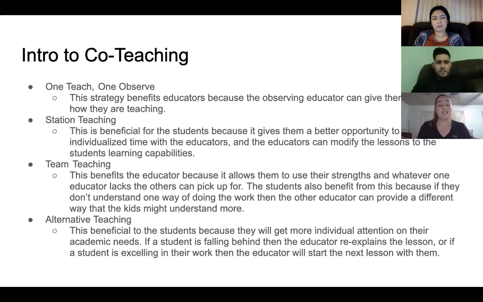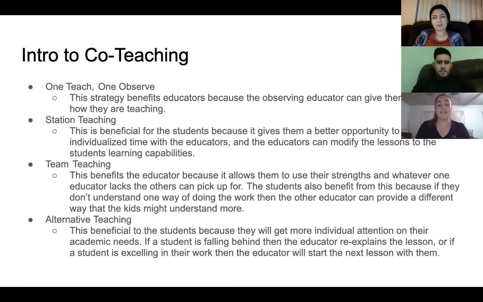Team teaching is the next one. This benefits the educator because it allows them to use their strengths, and whatever one educator lacks, the other one can pick up for. The student also benefits from this because if they don't understand one way of doing the work, then the other educator can provide a different way that the kids might understand more.